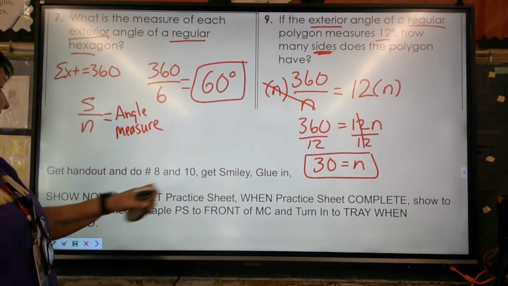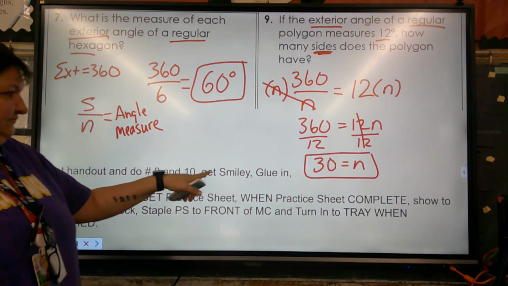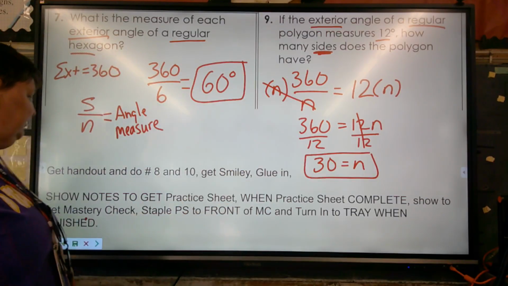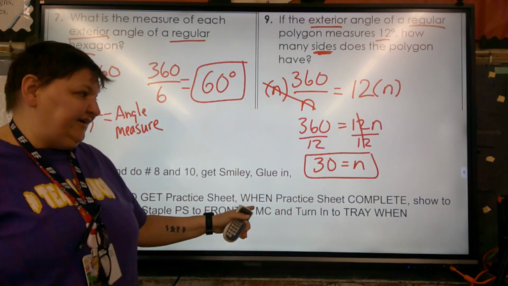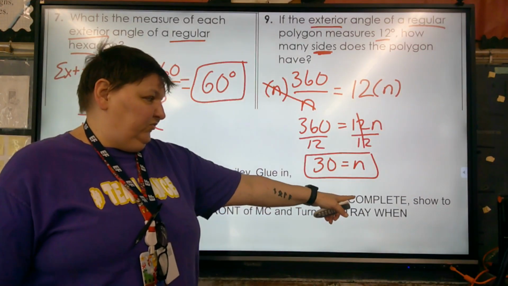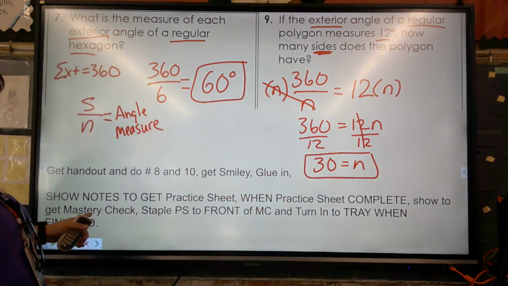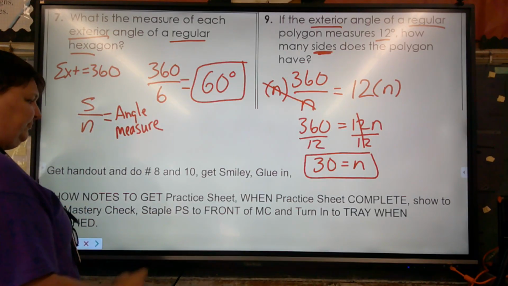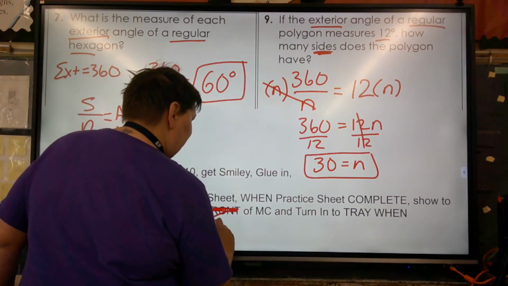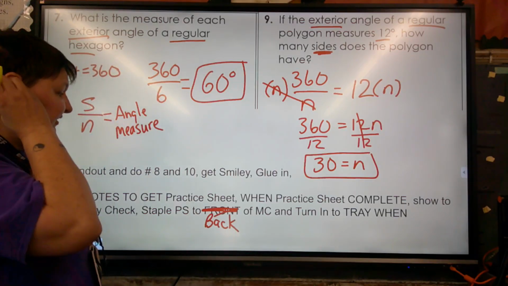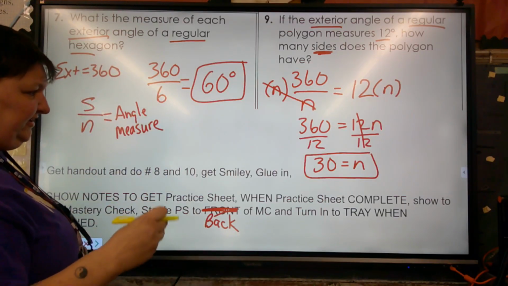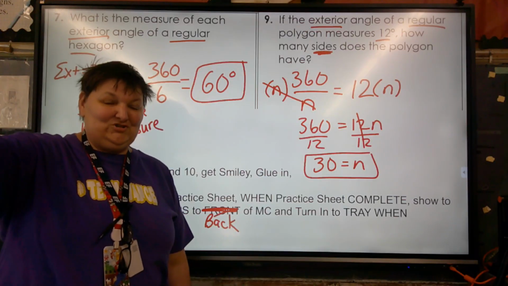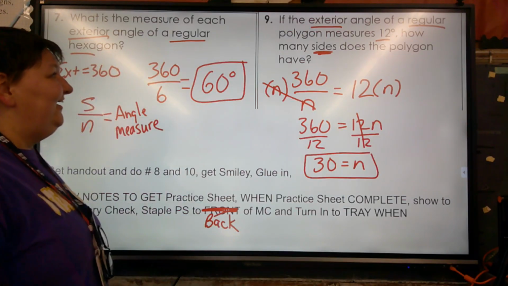Alright, so you should get 8 and 10. Do the work. Make sure you show how you got your answer. Get your smiley glued in. And you should have the practice sheet at this point. And when it's complete, show me so you can get the mastery check. Staple the practice sheet to the back. I want the mastery checks on the front. I changed my mind. Put the mastery checks on the front, staple them together, and turn it into the tray in the back of the class. Don't turn it into me. Turn it into the tray in the back of the class. Okay.